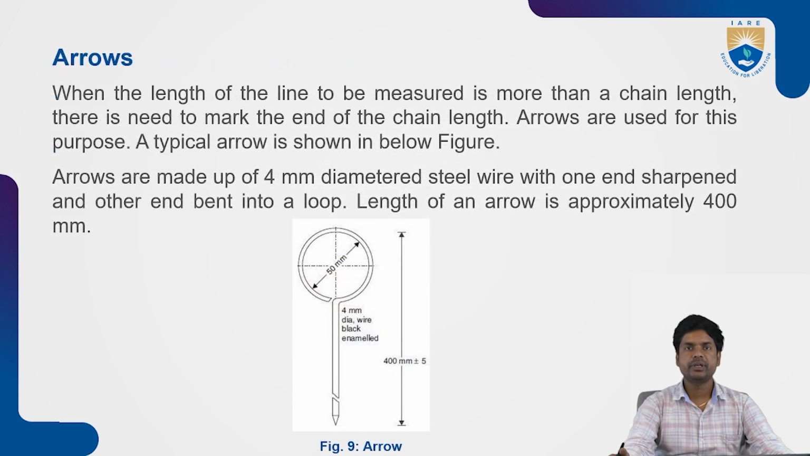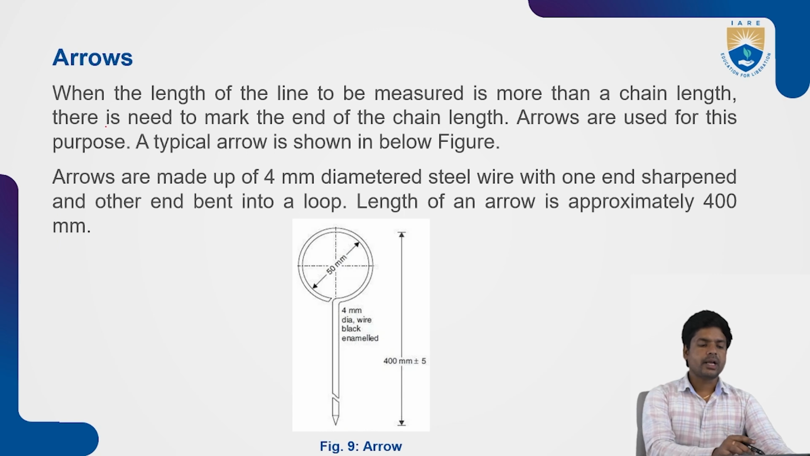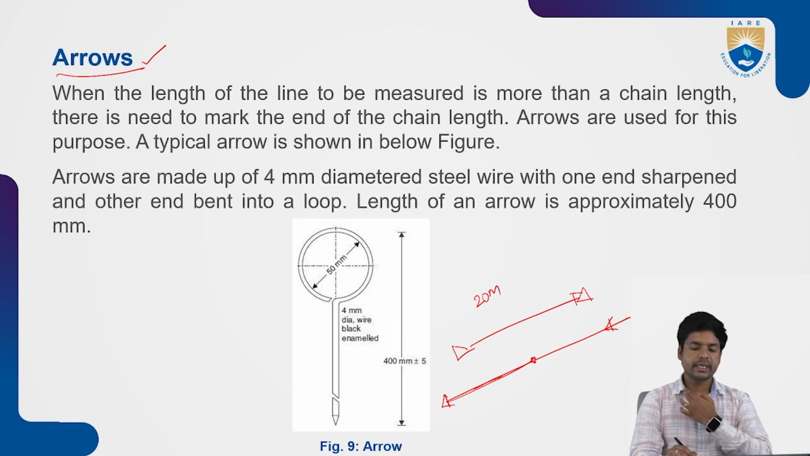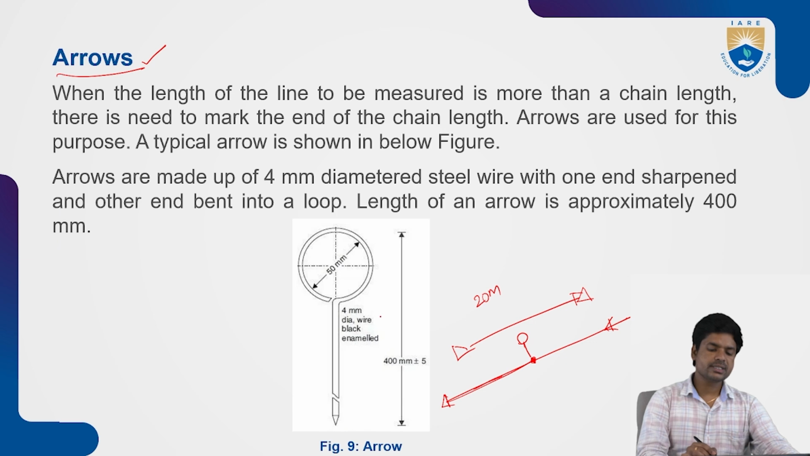Now coming to the next instrument we use in chaining: arrows. They are used when the length of the line to be measured is more than a chain length. Suppose you have taken a 20 meters metric chain, and the length of the area to be measured is more than 20 meters. After placing the 20 meters chain, we measure the next distance. While removing the chain, we place one arrow here so that the area is marked, and this is the arrow we use for marking points on the ground.